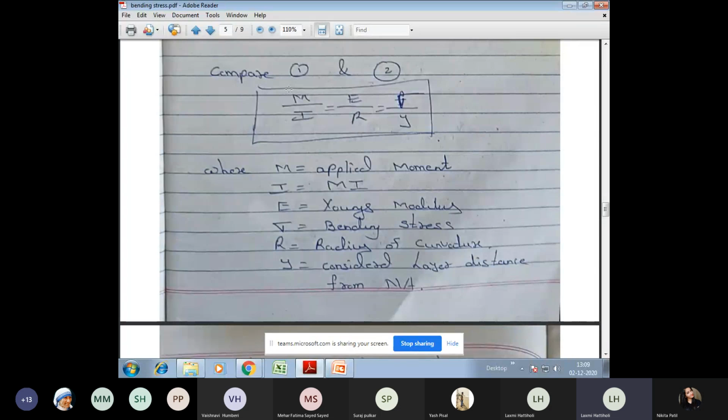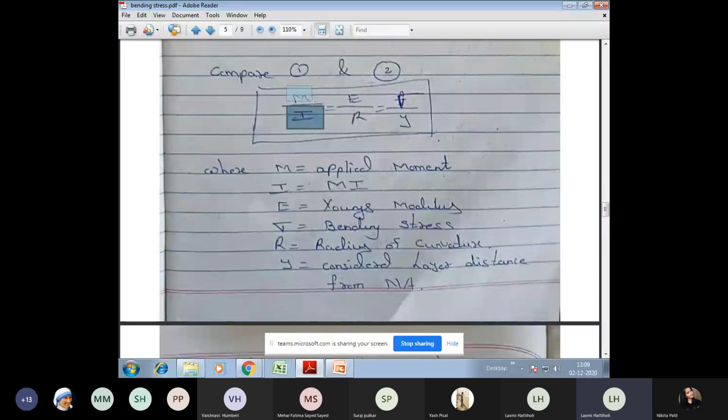So please observe this equation. M you can calculate very easily because you now know how to calculate the bending moment. I you can calculate. What is I? Moment of inertia. In the first year, you learned how to calculate the moment of inertia. It can be a rectangular section, a circular section, or an I section. Of course, maybe you have forgotten, but you can revise it. But you know the procedure, right?